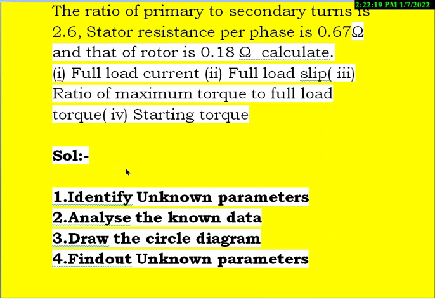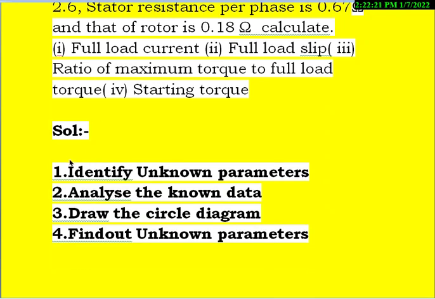To solve this problem, there are 4 steps that are to be followed. First, identify the unknown parameters. Second, analyze the known data. Then draw the circle diagram. Then find out the unknown parameters.